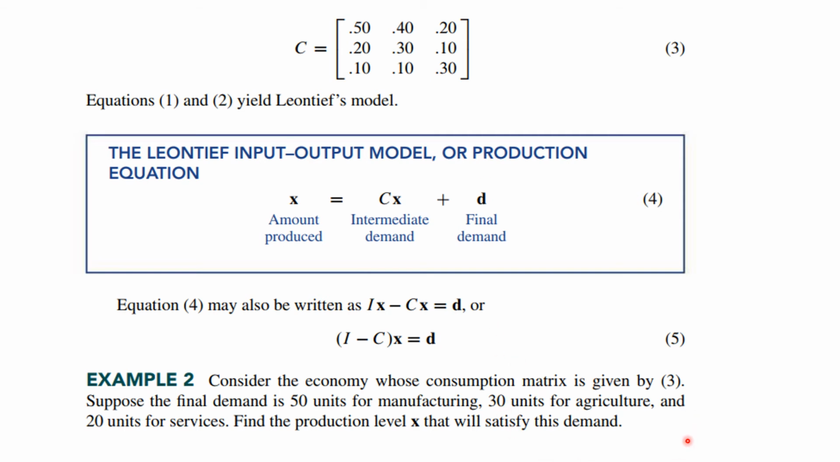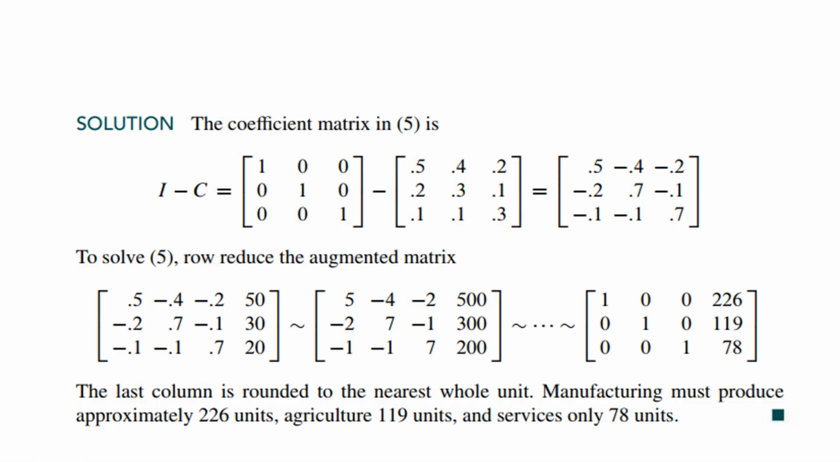Let's look at a quick example. Consider the economy whose consumption matrix is given by this one up here, and the final demand is 50 manufacturing, 30 agriculture, and 20 services. Find the production level X that will satisfy this demand. Well, that's a system of linear equations.